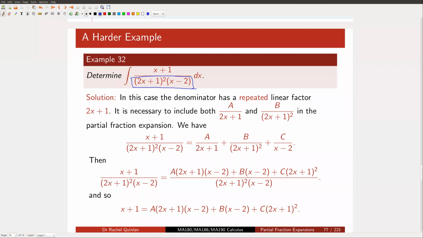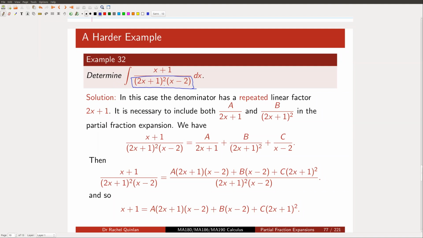So if it was 3 different linear factors in the denominator, like, let's say it was x plus 1, 2x plus 1, and x minus 2, we'd do exactly what we did in the first example. We'd write it as a over x plus 1 plus b over 2x plus 1 plus c over x minus 2, and we'd figure out what the a, b, and c should be using the technique that we used in the first one. If there's a repeated factor, though, that doesn't really work.